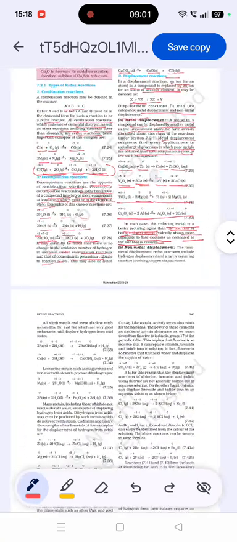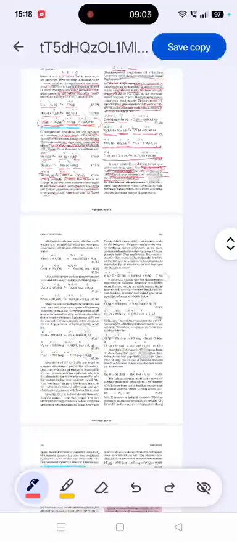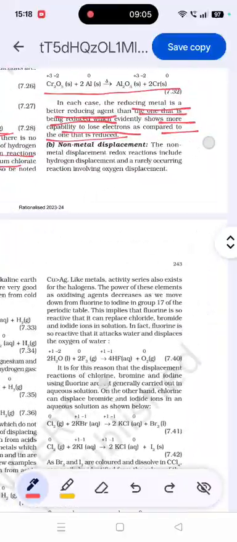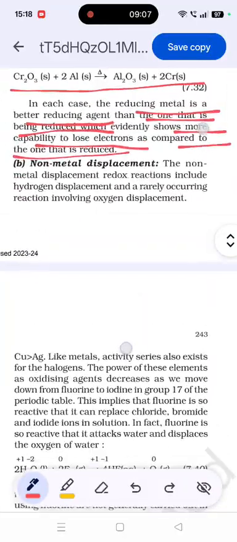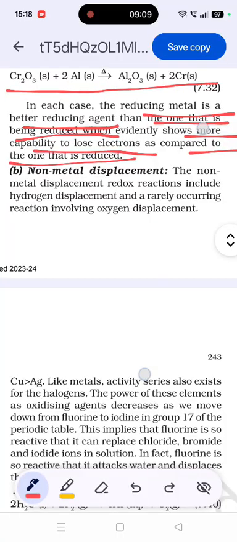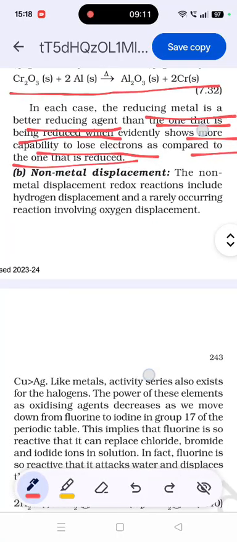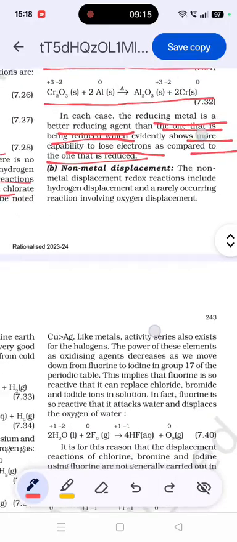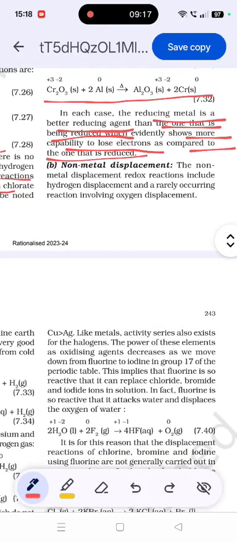Next one is displacement reaction, another classification, that is non-metal displacement. The non-metal displacement redox reactions include hydrogen displacement and a rarely occurring reaction involving oxygen displacement. Most of the time, non-metal displacement redox reactions include hydrogen displacement, and in some cases oxygen displacement.